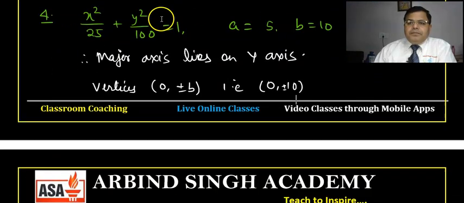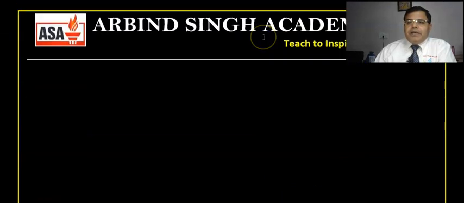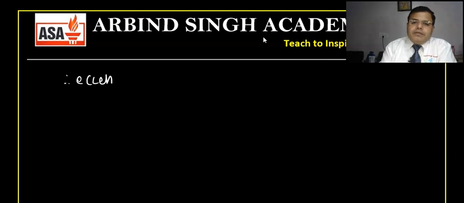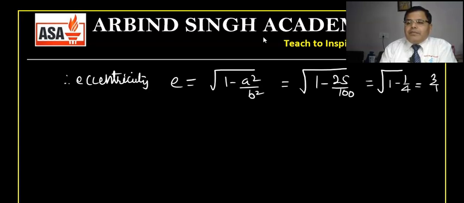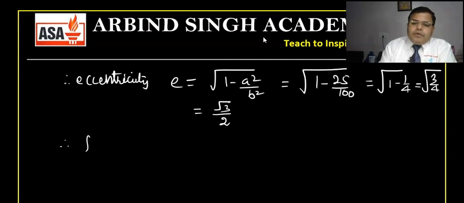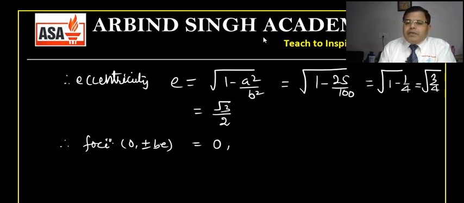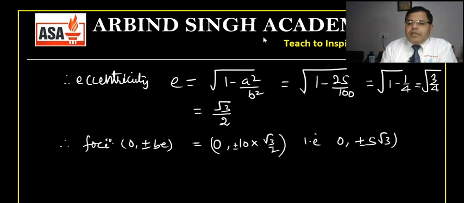And eccentricity will be, a is 5 and b is 10. So eccentricity is equal to under root 1 minus a square by b square, that is 1 minus 25 by 100. This is 1 minus 1 by 4, that is 3 by 4, and therefore this is equal to root 3 by 2. And now foci is 0 comma plus minus be. B is 10 and e is root 3 by 2. So that will be 0 comma plus minus 5 root 3, that is foci.